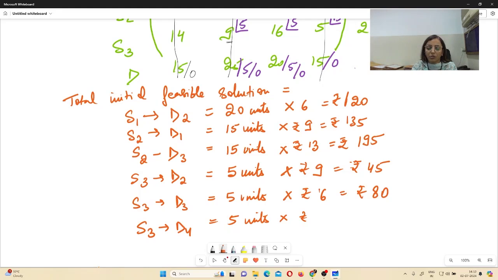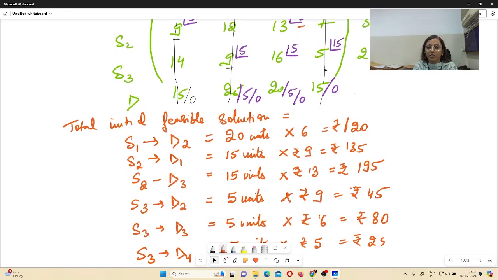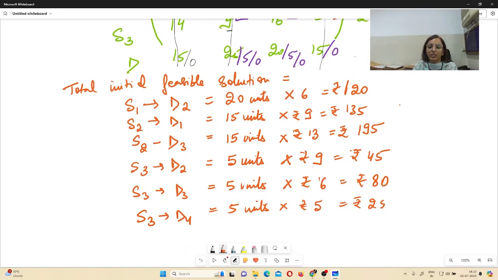It's the last unit, we should check once again. How many units are there? In the last, sorry, it is 15 units. Please check it, 15 units at a rate of rupees 5. So write it over here as 15 units at a rate of rupees 5. So it will be 75, right? So make it correct as 75 over here.